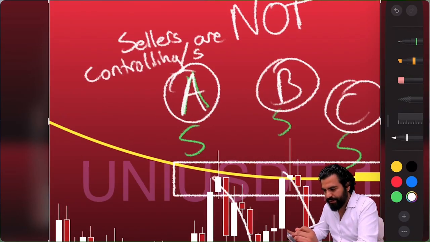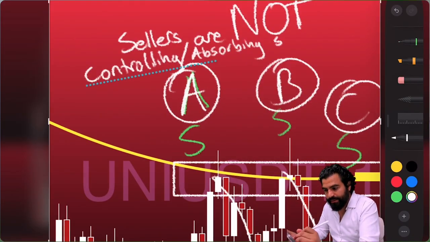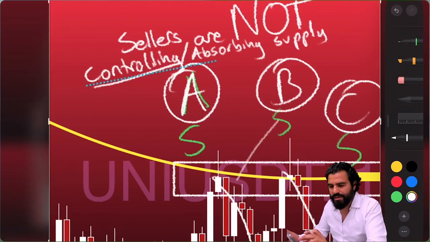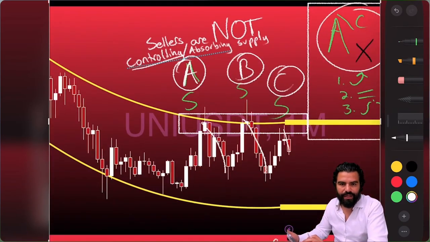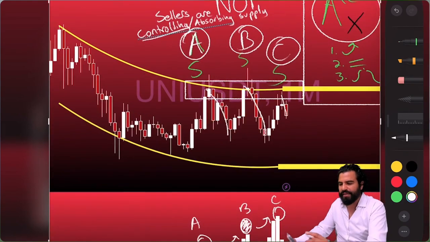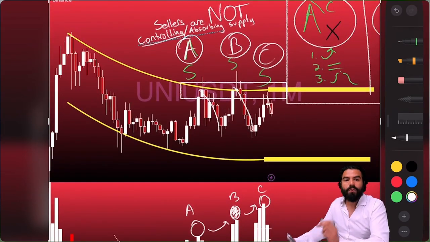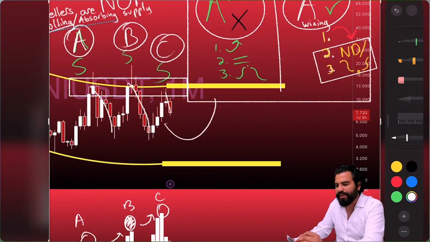Slash absorbing. Just for context, supply. And the real word we would use is controlling. They're not able to swamp down the supply there. Too many people are coming out of the woodwork and willing to pay that price. When that happens, you look for another test.